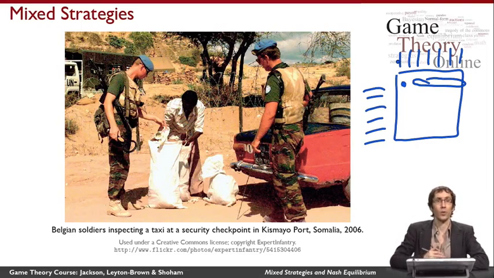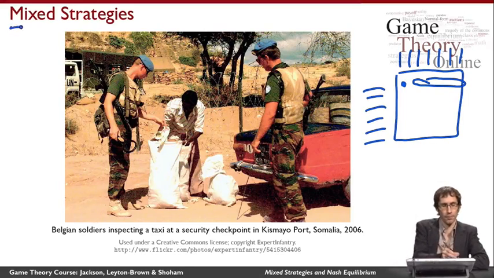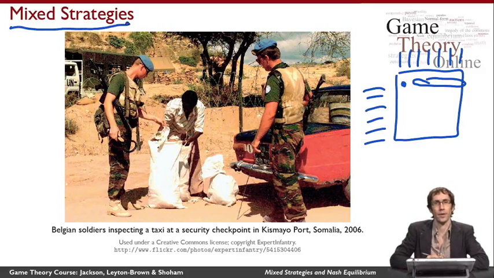So the Nash equilibrium of a game like this is going to involve the defender defending in a randomized way like this. And this kind of a randomized strategy is called a mixed strategy. And that's going to be the topic of the next sequence of videos.